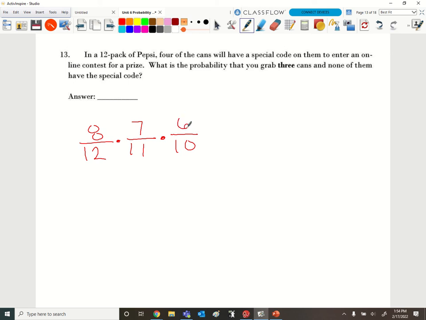And that's all 3, right? Multiply them out. 0.25. You're on a roll.